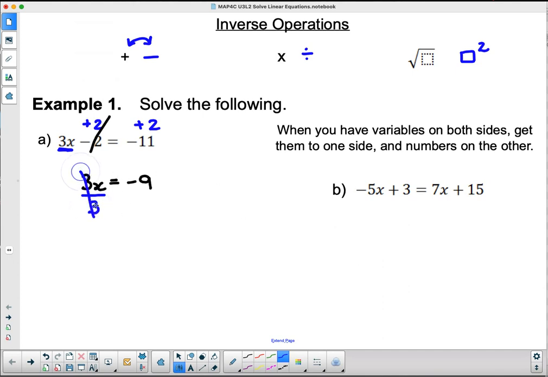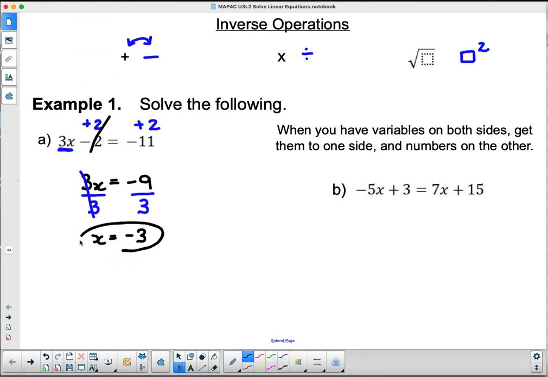And then those will go away, but the golden rule of algebra says whatever I do to one side, I have to do the same thing to the other. So I have to divide both sides by 3. Now on this side, I'm left with just an x. On the other side, I'm left with a negative 3. And that's my answer.